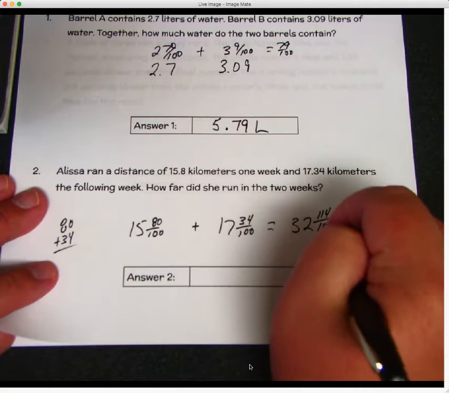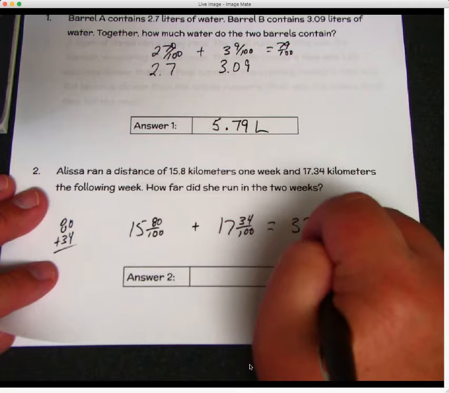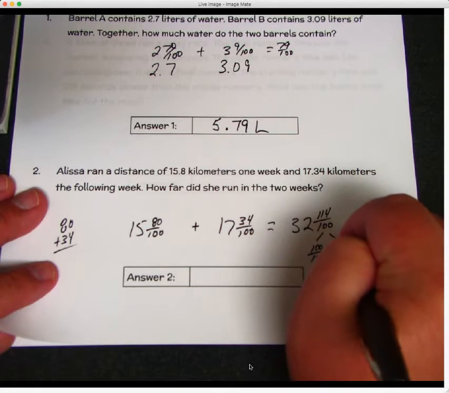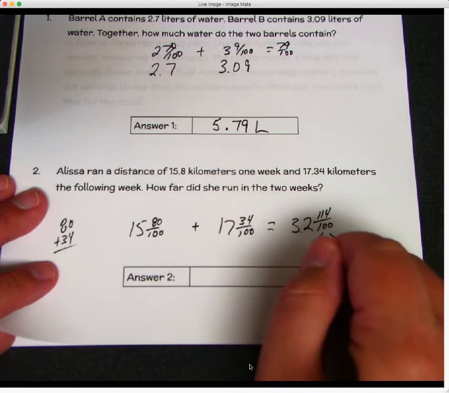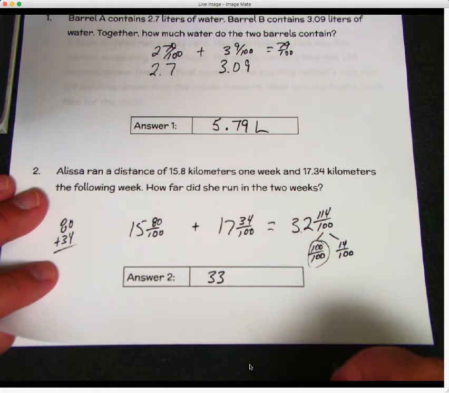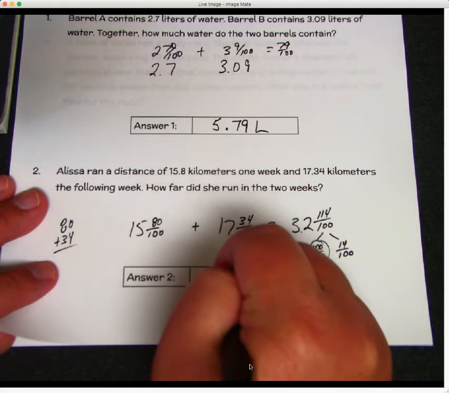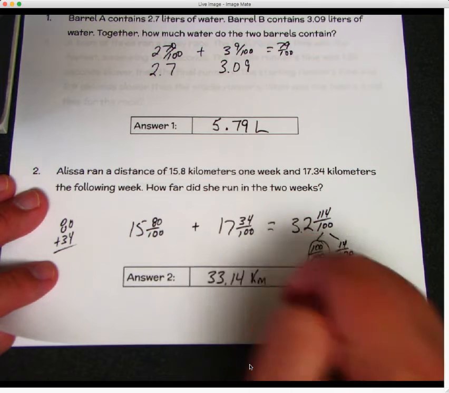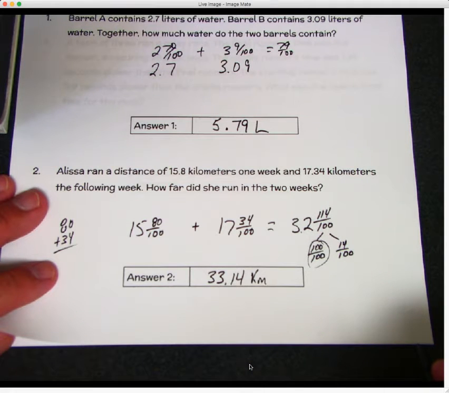Let's decompose it just like yesterday's lesson. That's going to be 100 hundredths and 14 hundredths. So 32 and one more would be 33 and 14 hundredths kilometers. In 2 weeks, she ran that far. That's a lot of running, isn't it?